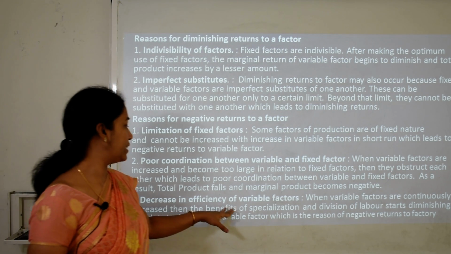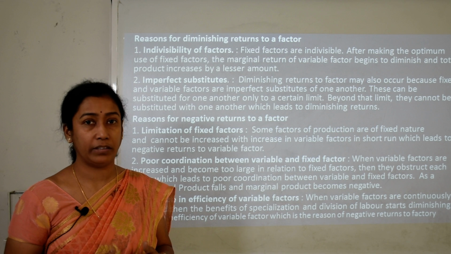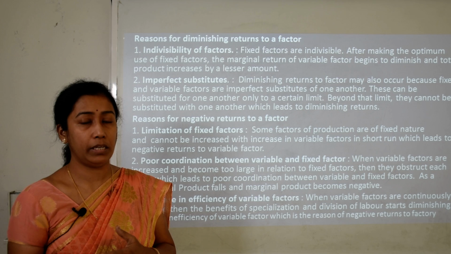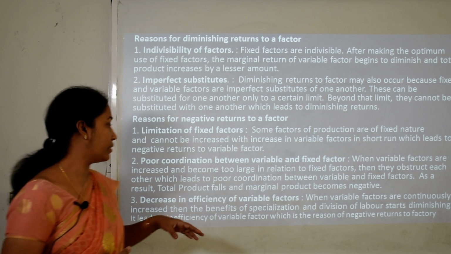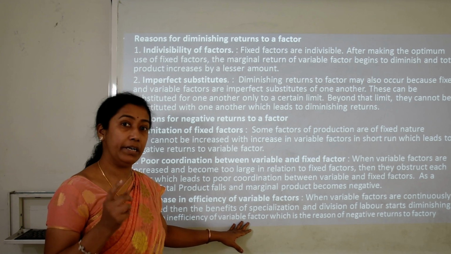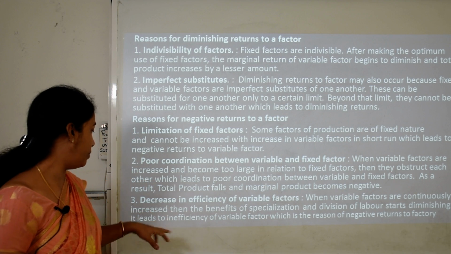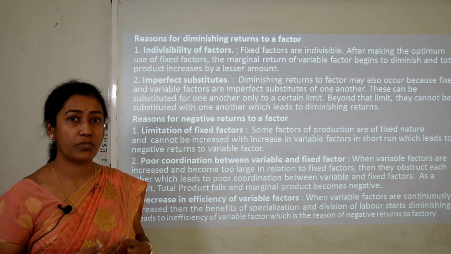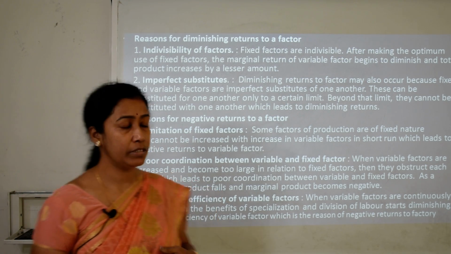Third can be decrease in efficiency of the variable factor. That means if the efficiency of variable factors or laborers is declining, then also we cannot get the estimated output or have more production. So when variable factors are continuously increased, then the benefit of specialization and division of work we will not get, and it starts diminishing and leads to inefficiencies of laborers, or inefficiencies on the part of the variable factor, which is the reason for negative returns to a factor.